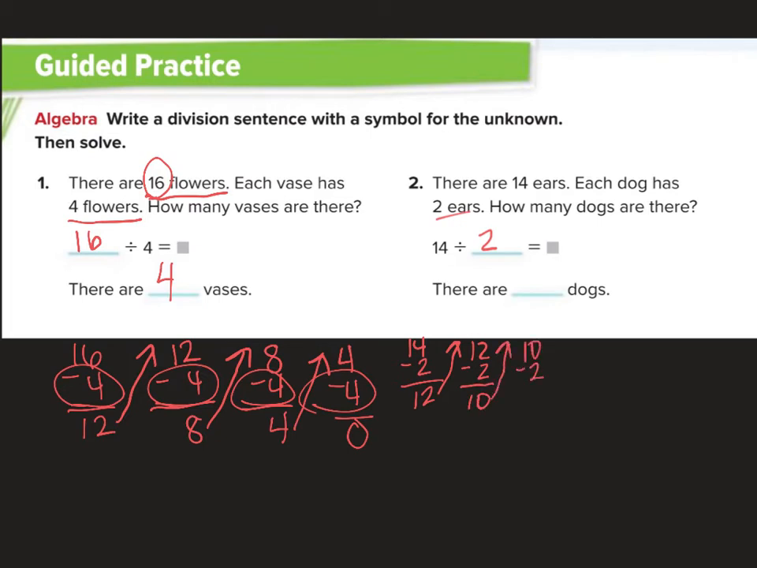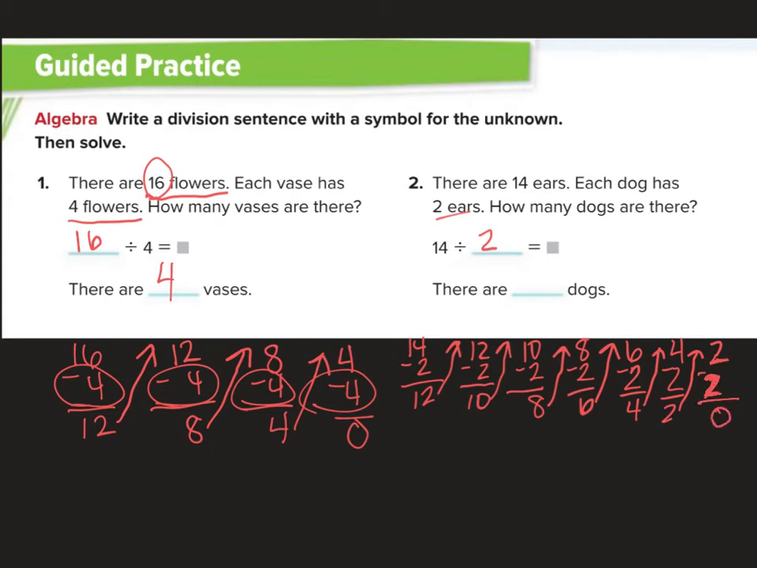10 minus 2 is 8. 8 minus 2 is 6. 6 minus 2 is 4. 4 minus 2 is 2. 2 minus 2. Whoa, where did that southern accent come from? 2 minus 2 is 0.